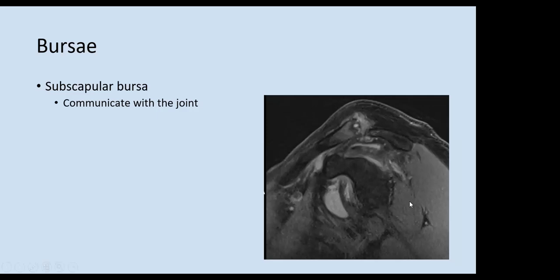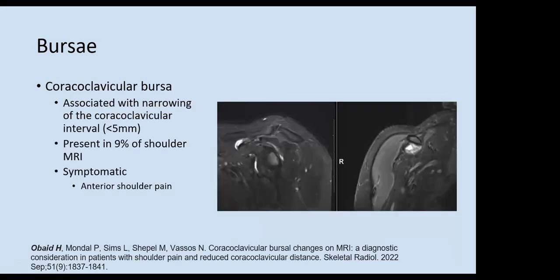We have another bursa around the shoulder. We call it the subcoracoid bursa. Remember, the subcoracoid bursa communicates with the shoulder joint. So if there's an effusion in the shoulder joint, they would develop fluid also in the bursa.